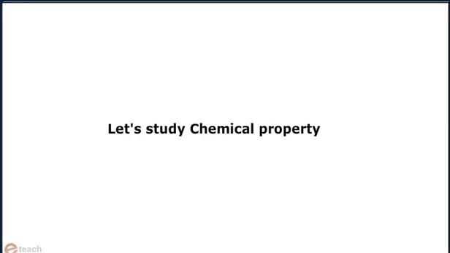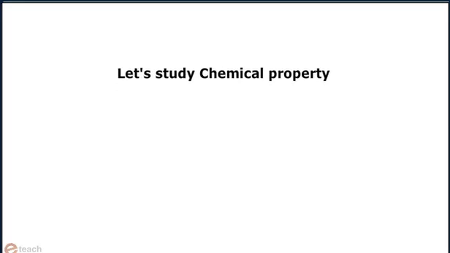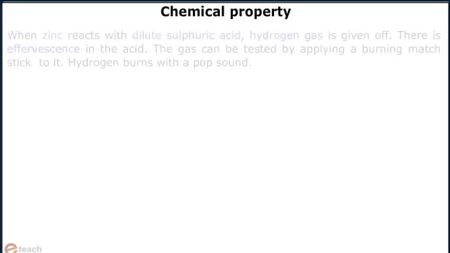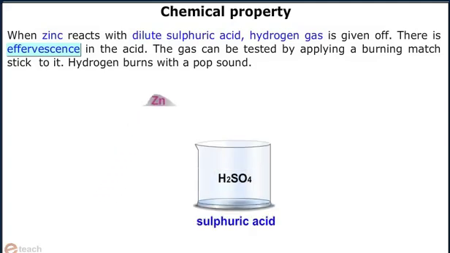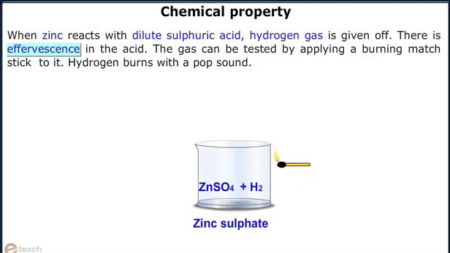Let us study some chemical properties. When zinc reacts with dilute sulfuric acid, hydrogen gas is given off. There is effervescence in the acid. The gas can be tested by applying a burning matchstick to it. Hydrogen burns with a pop sound.